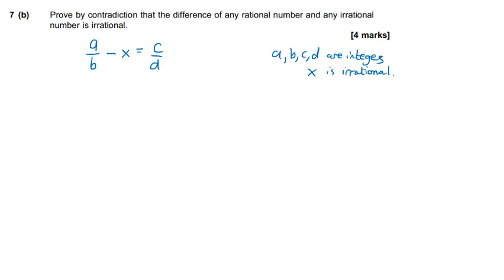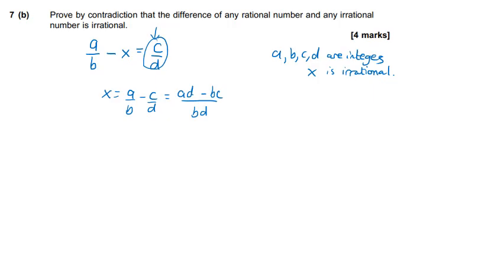So this is the contradiction method. We assume the opposite of what's in the question. Okay, so the question says prove that the difference is irrational. So we start by assuming that it's not irrational, that it is rational instead, and see where that leads us. So if we rearrange for x, we get x is equal to a over b minus c over d. And again, put things over a common denominator, so we get AD minus BC divided by BD.